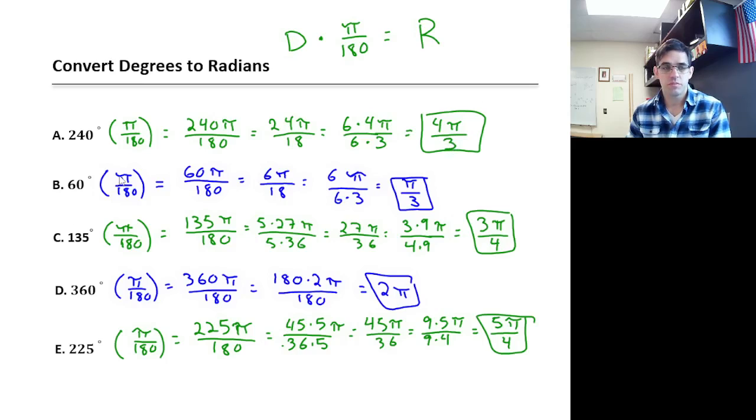60 degrees multiplied by pi divided by 180 to convert to radians. It's going to be 60 pi over 180. And 60 goes into 180 exactly 3 times. So I can reduce this to 1 pi over 3, or pi over 3. 135 degrees. Again, all of these multiplied by pi divided by 180. Simplify the fraction, and we get the radians. So that's kind of how that works.